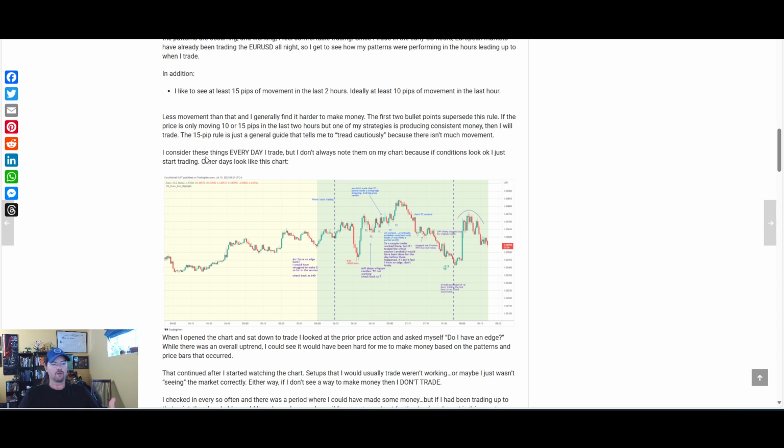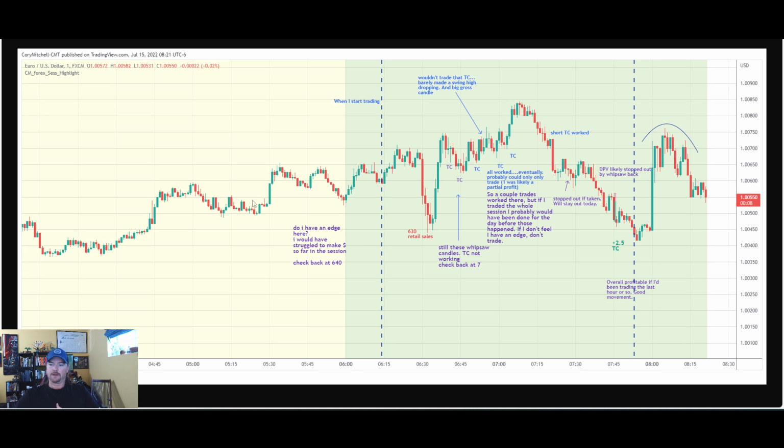So if it's low movement and I'm not seeing the patterns form, or once they do form, they're not producing good trades, then I'll stay out. If we do have enough movement and they're producing good trades, hey, great. This was a chart from a long time ago, 2022, so these rules have been in play for a long time. I'm recording this in 2025, and this would still apply if I'm day trading the Euro USD today.